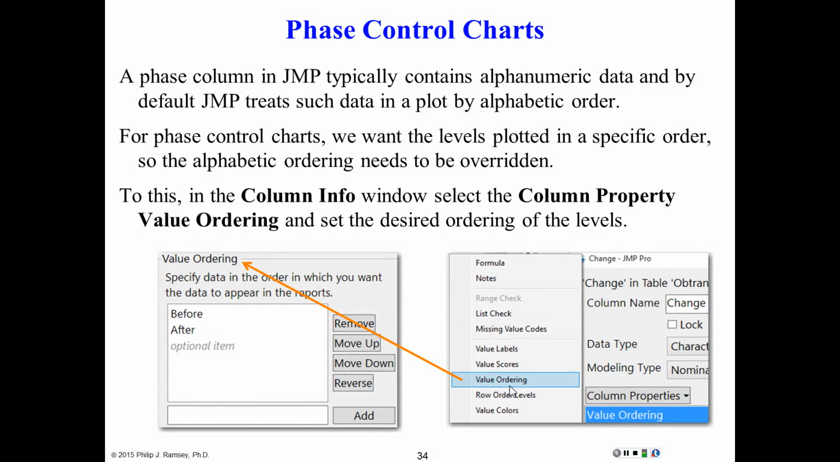For your column containing the change variable, go to the column info window, look under column properties, and find something called value ordering. That will allow you to order how you want the levels of that alphanumeric variable to plot. So often with these phase variables, since people use words, you will need to go into value ordering and set the correct ordering to get the phases in the correct positions.